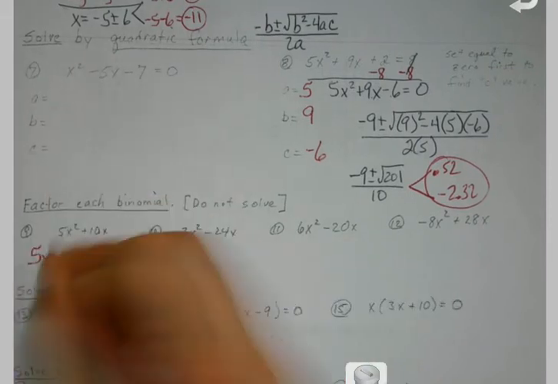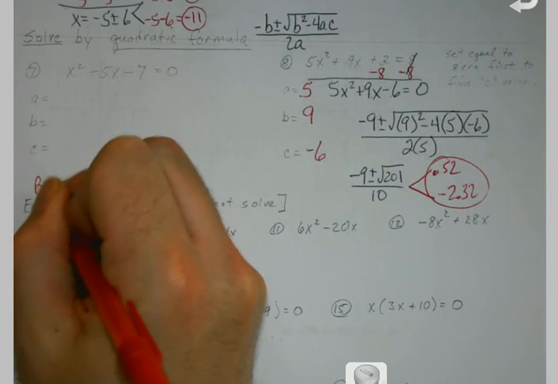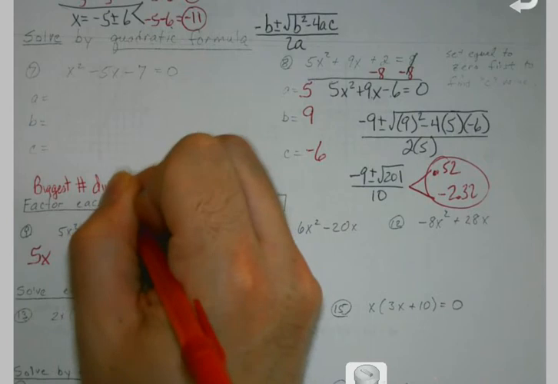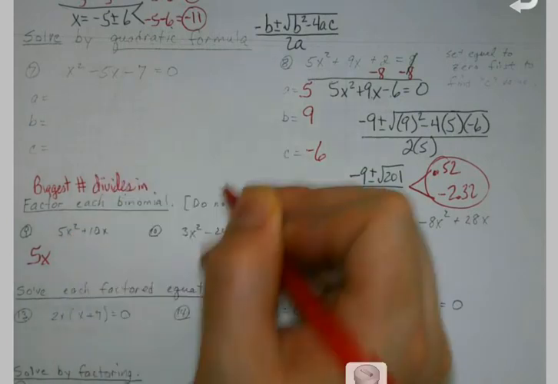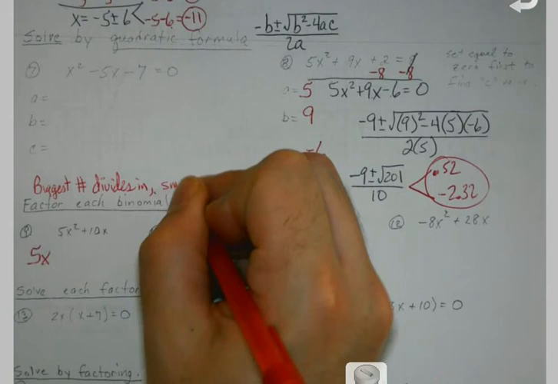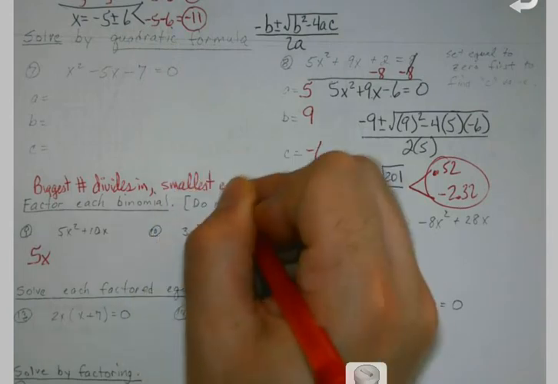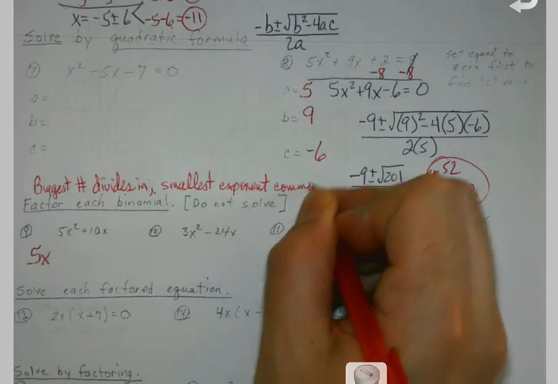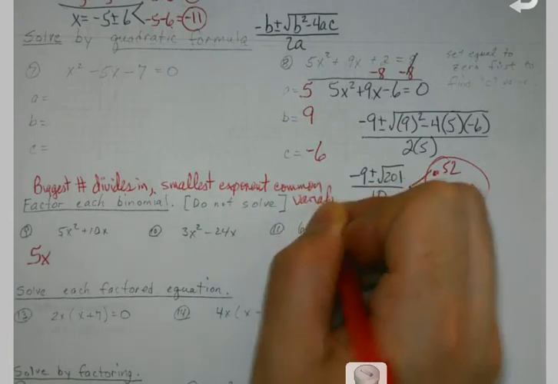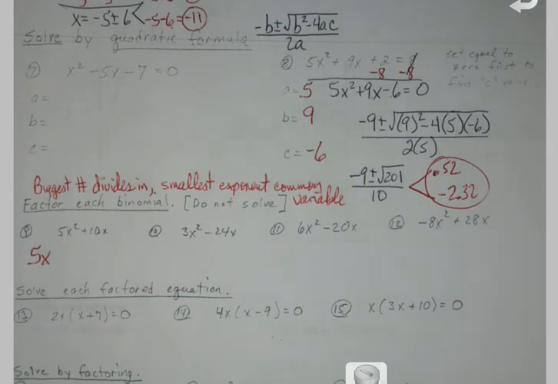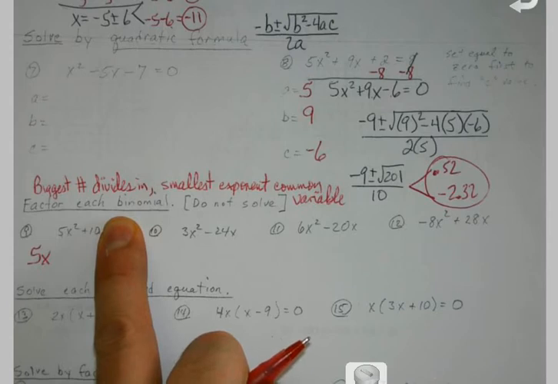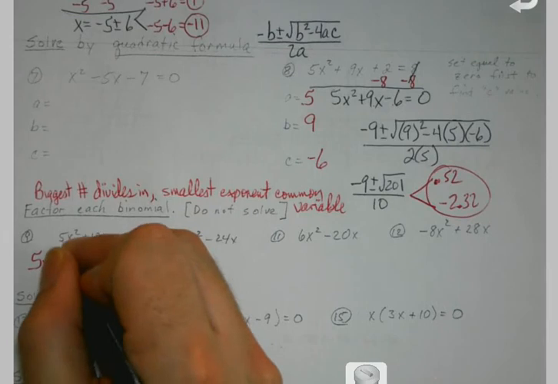X. Because remember, when we're looking at these, it's the biggest number that divides in, and it's the smallest exponent on a common variable. In other words, every one of the terms has to have that variable or I can't pull it out. So if in this first one it just would have been 5x squared plus 10, I wouldn't have been able to take an x because they didn't have that in common. But I could in this case because I had the x.